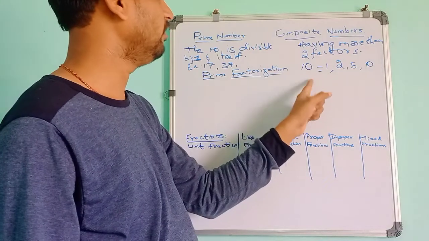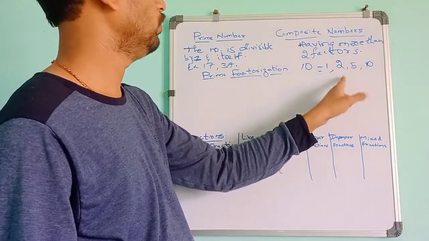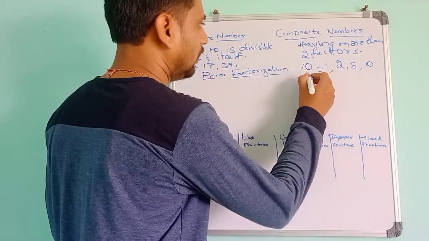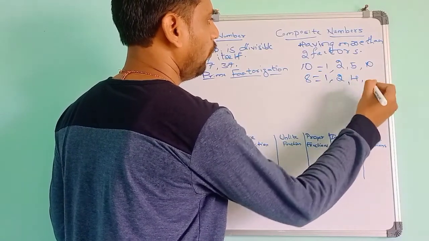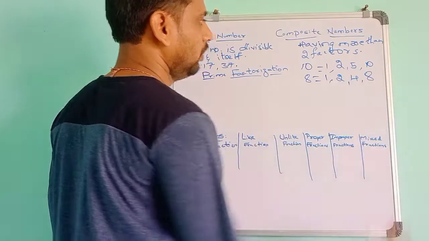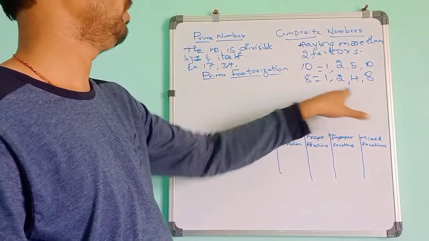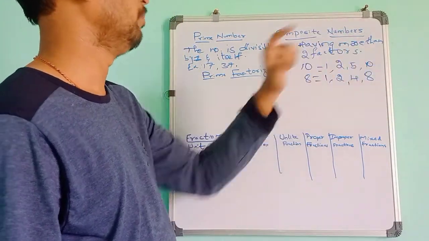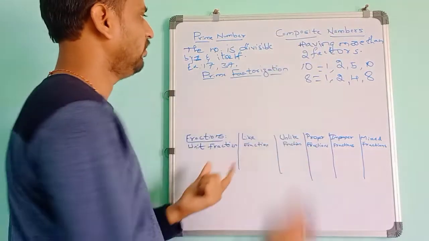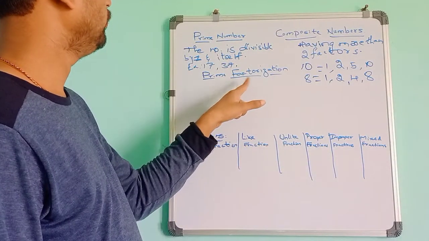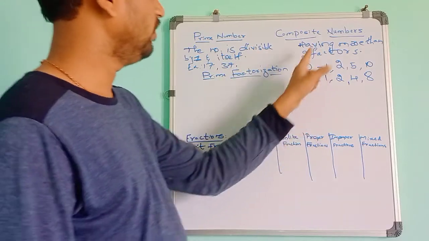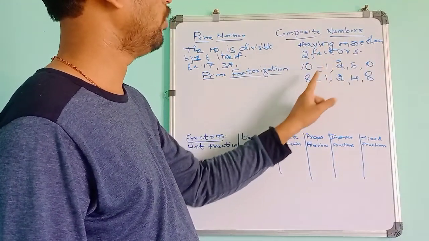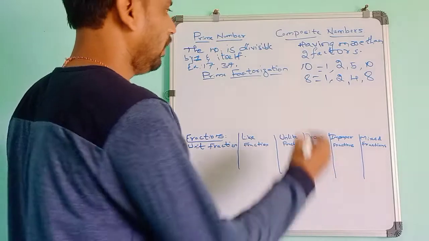A composite number means it has more than 2 factors. You can take 8 also: 1, 2, 4, 8. So it also has more than 2 factors, which means it is a composite number. So the difference is that a prime number is divisible by 1 and the number itself, and a number which has more than 2 factors is called a composite number.